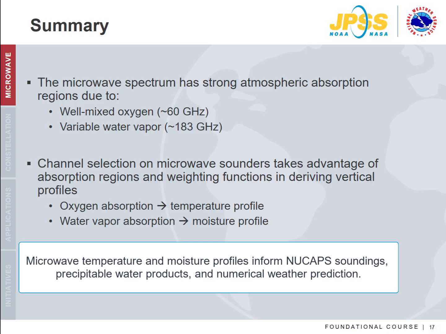To summarize, the microwave spectrum is influenced by strong absorption regions due to oxygen, which is well mixed in the atmosphere, and water vapor, which is variable. Channel selection on microwave sounders takes advantage of these absorption regions and the weighting functions of different frequencies for deriving vertical profiles. Oxygen absorption is used for temperature profiles, and water vapor absorption is used for moisture profiles. Applications in precipitation estimation and cloud retrievals will be discussed in a later module.